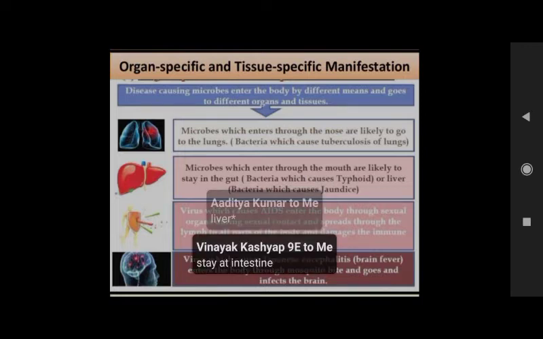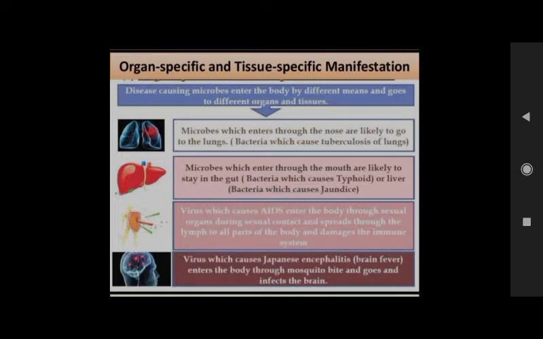Fine. Yes. Definitely we will say it will be staying in the gut or the intestine, and it can cause, suppose, the bacteria that causes typhoid or the bacteria that causes jaundice. So if they enter through the mouth, they will stay in the gut, and if we are saying jaundice, then they will be affecting the liver. So first we studied if the microbe is entering through the nose, it is likely to infect the lung. Second, if the microbe is entering through the mouth, it is likely to infect the intestine and the liver.